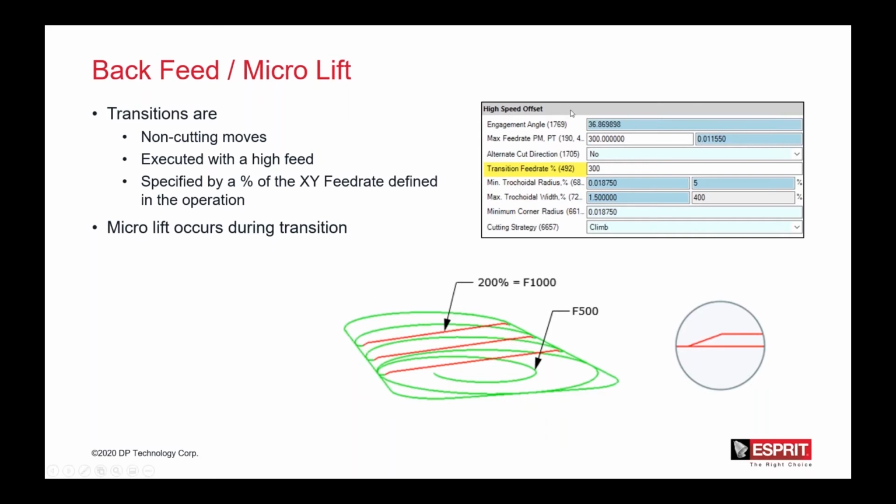And so in ESPRIT, you can see here, this would be a window that you would see. When you're defining the operation in ESPRIT, you can see up top, we can define the engagement angle. You just put the engagement angle you want to use. And then you can define the transition feed rate. And so right here, what they're saying is our transition feed rate when we're doing that micro lift is going to be 300% of the defined feed rate in the operation, and it is output as a high feed move. So it's much easier on the machine itself in terms of the acceleration forces and deceleration forces.